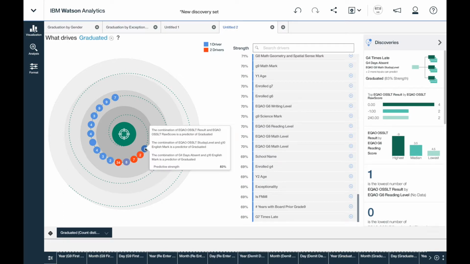This basically means that if Watson Analytics knows the OSSLT results, it can predict with 83% confidence whether or not a student will graduate. It is also worth noting that as we go through our analysis, Watson Analytics is always suggesting other insights that are relevant within our current context. I can see that it is suggesting a predictive decision tree for further analysis.